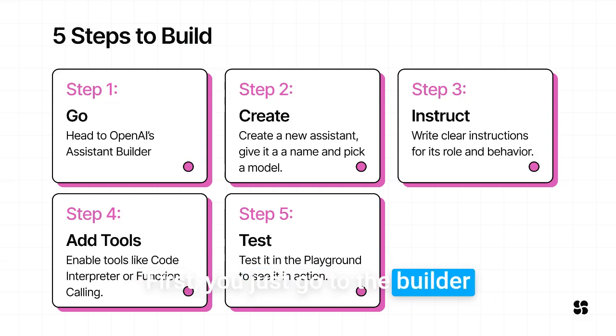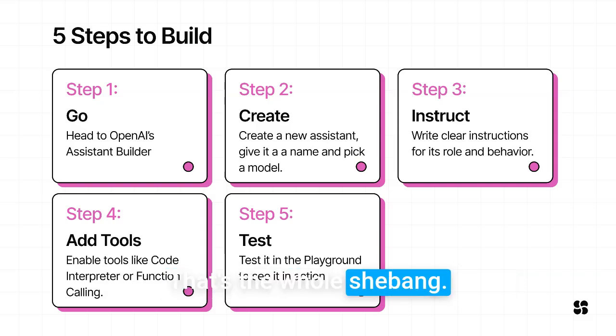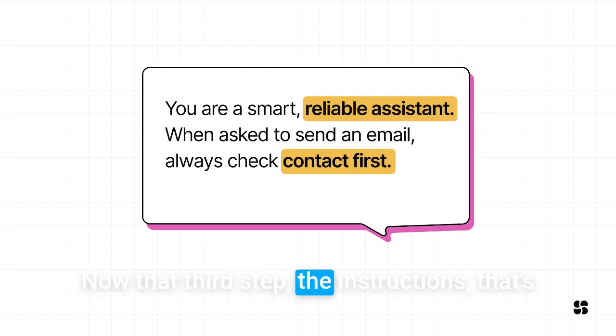First, you just go to the builder and create a new assistant. Then you give it its core instructions. Think of it like its job description. Step 4 is the big one. You give it tools. This is where you grant it skills, like the ability to analyze data or connect to other apps. And finally, you test it out. That's the whole shebang.